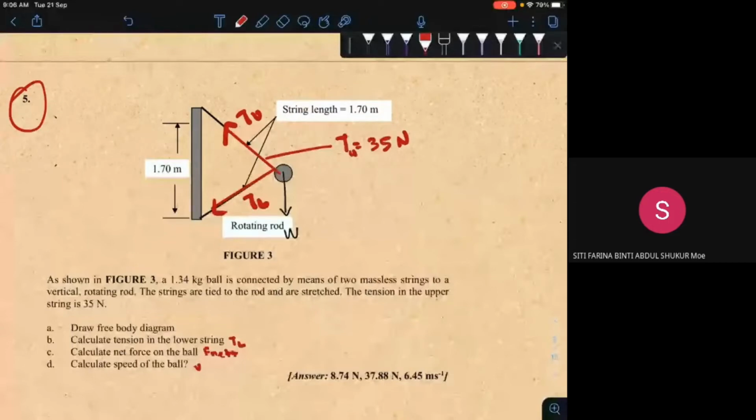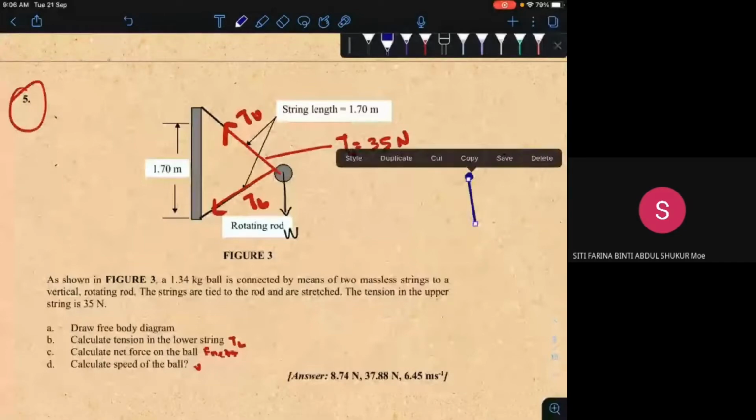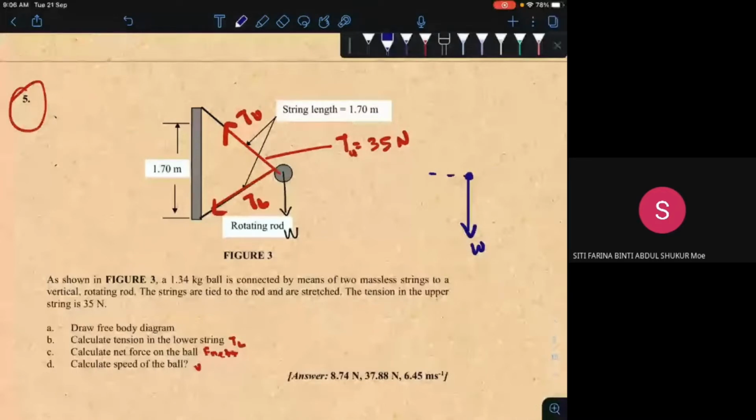So to sketch free body diagram now, this is the ball. Dia akan ada weight ke bawah, and then satu tension di bawah, another tension di atas. So this is your free body diagram. Pasti kita akan ada theta lah dekat sini. Okay, alright. Awak boleh name theta 1, theta 2 juga, tak ada masalah.